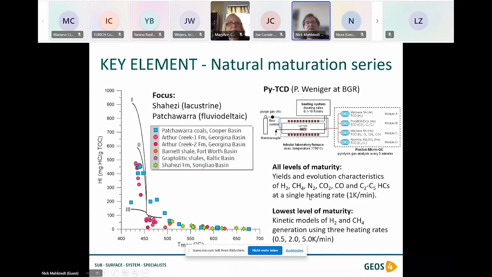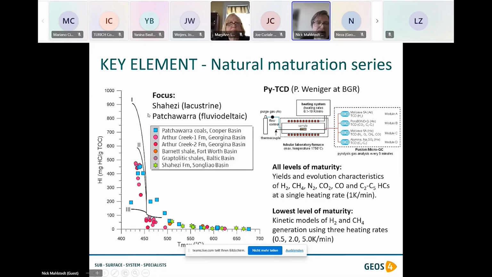Okay, so the main approach in our investigations was to use open system pyrolysis thermal conductivity detection run by Philip Weniger at BGR to investigate the evolution of hydrogen and other low molecular weight compounds. The key element actually is to use natural maturation series covering the three main kerogen types.